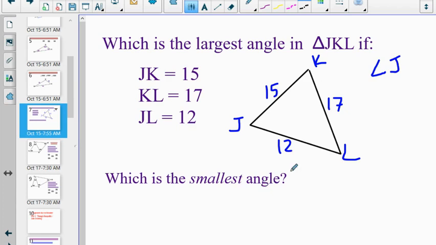The smallest one is the one that's opposite the shortest side. JL is the shortest side. Angle K is the angle that is opposite that.